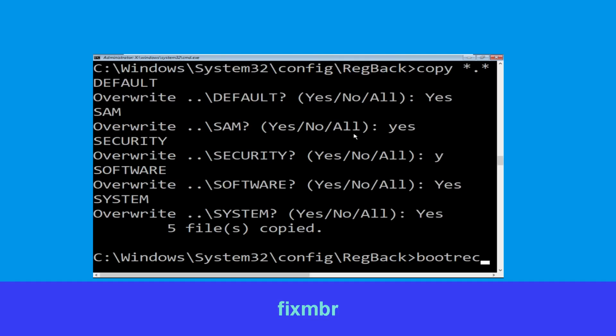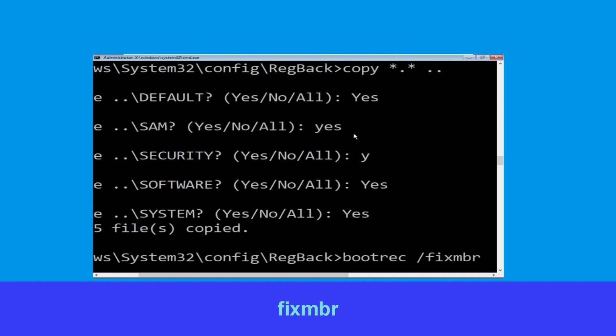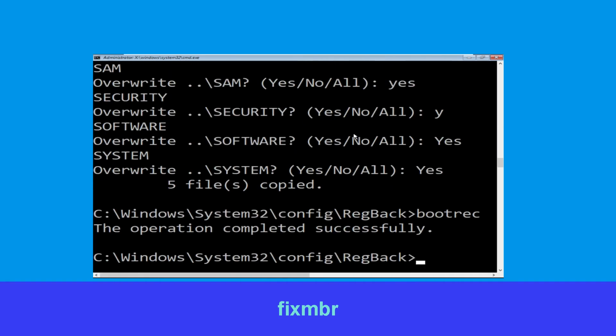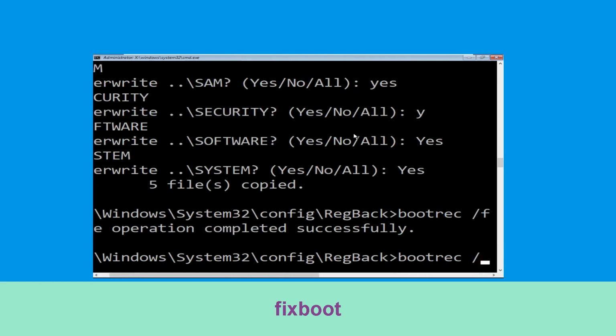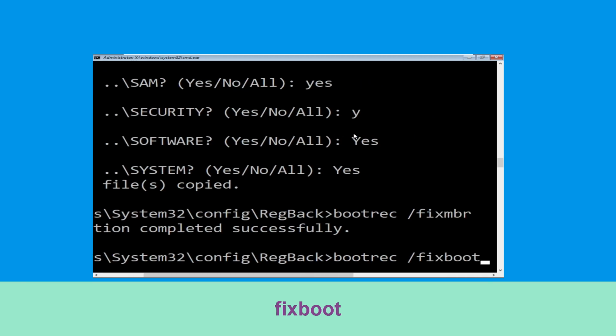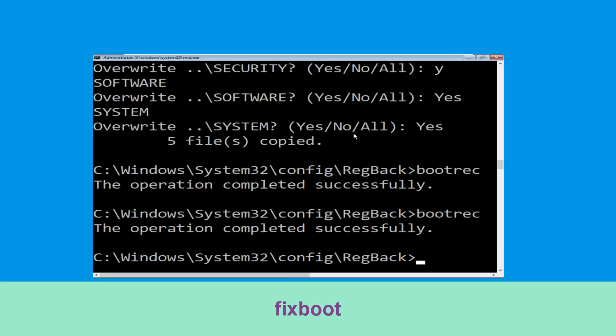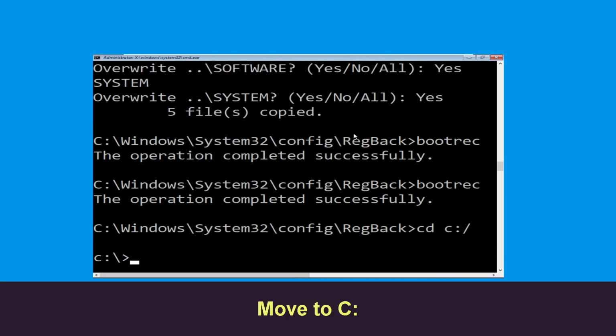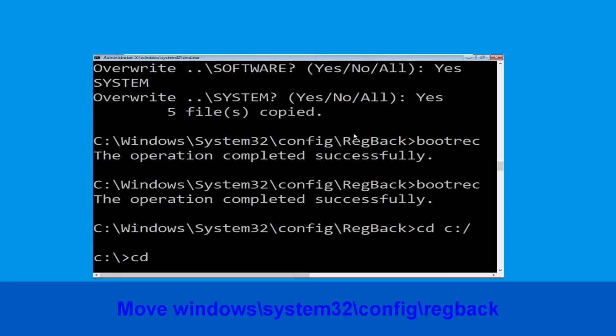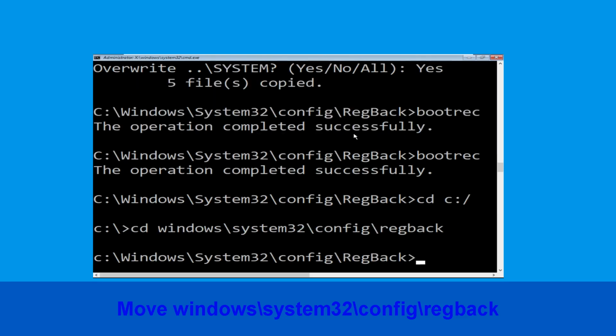Now type bootrec space /fixmbr and simply hit enter. Now execute this command. Type in bootrec /fixboot and hit enter. Type cd space c colon / and hit enter. Let's execute this command. Type cd space windows /system32 /config /regback, then simply hit enter to execute this command.